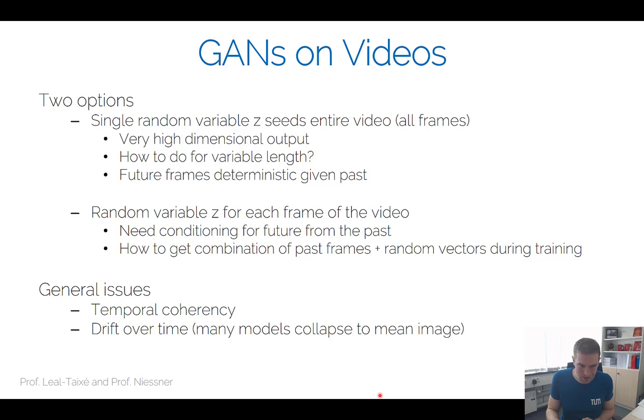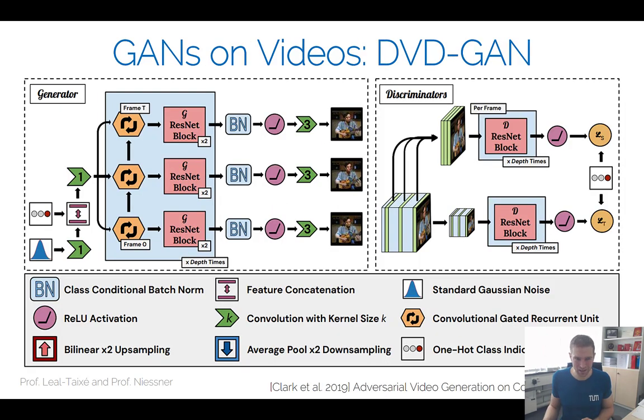I wanted to show one architecture. This is a paper from DeepMind, DVD-GAN. This is a paper also from 2019. You can see videos are still very challenging. What they do is basically, I don't want to go into all the details because there are a lot of variations of this. A lot of the stuff is crazy hyperparameter tuning.